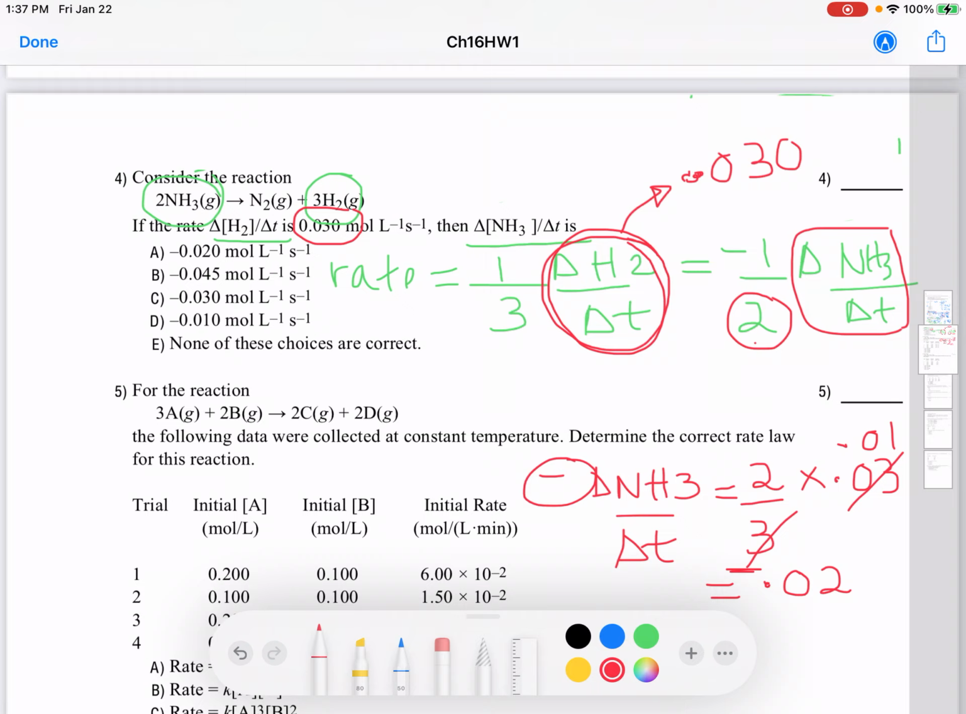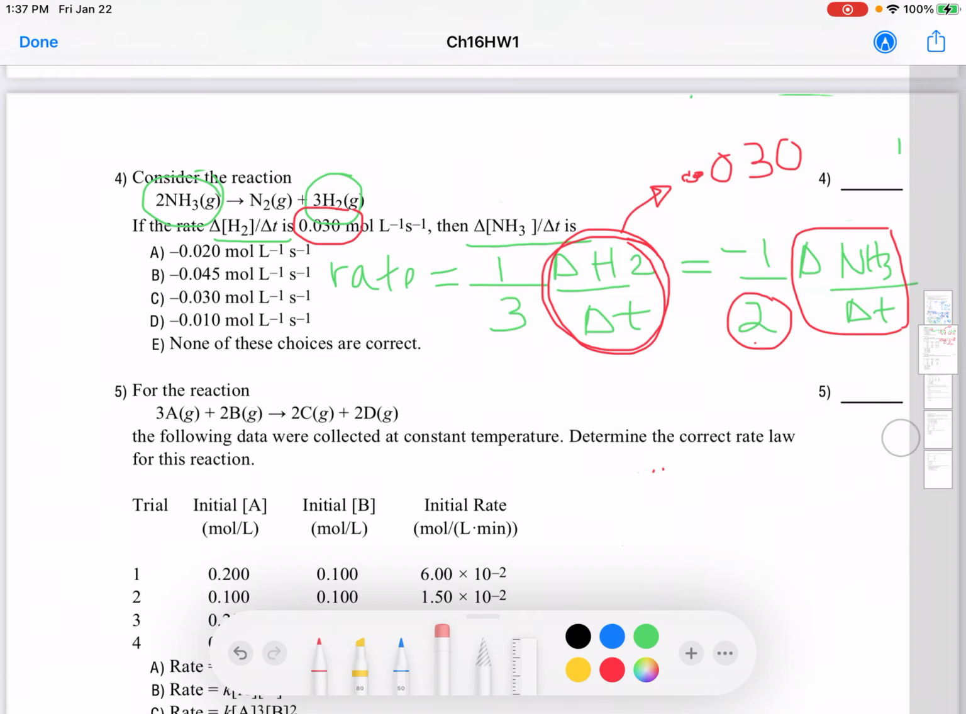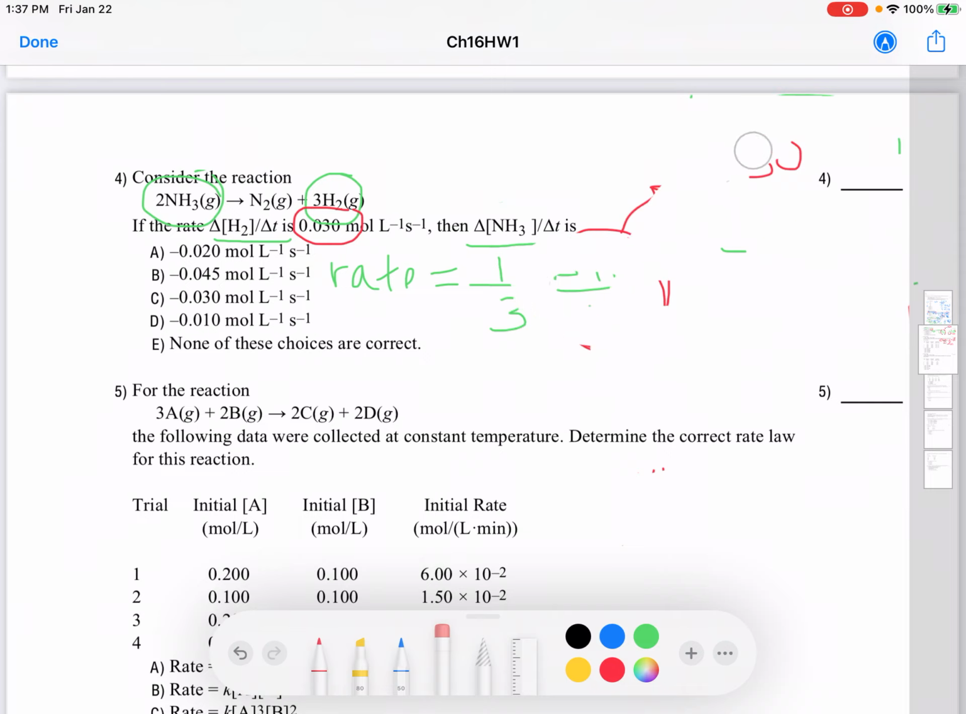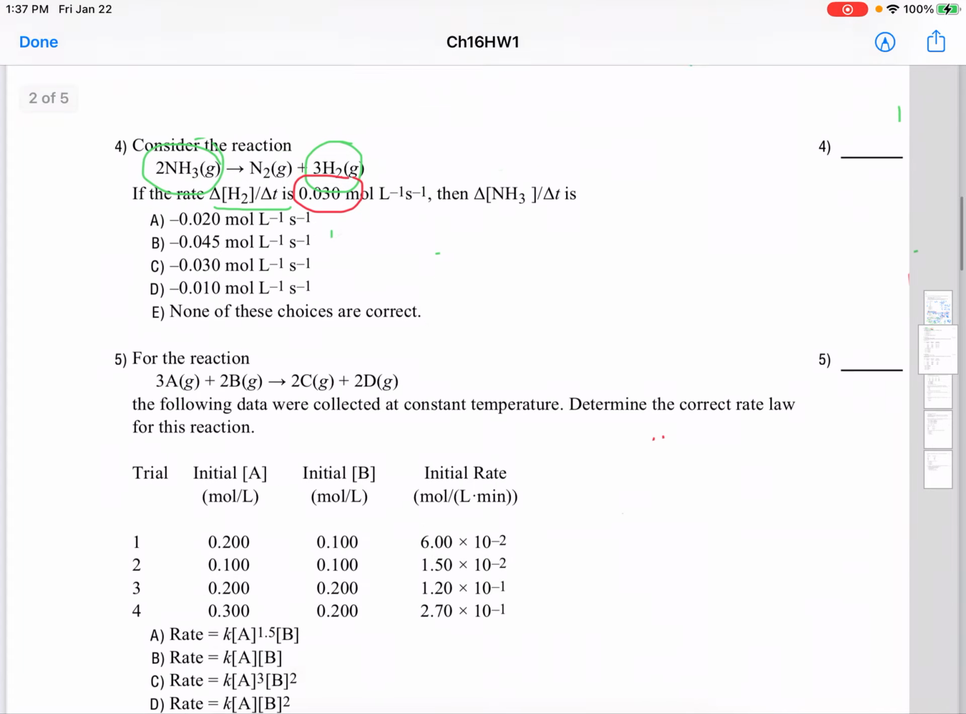All right, I'm going to erase it so I can have some space to do the next question. Oh, I didn't have to erase all of this. Okay, fine. Okay, the next one.